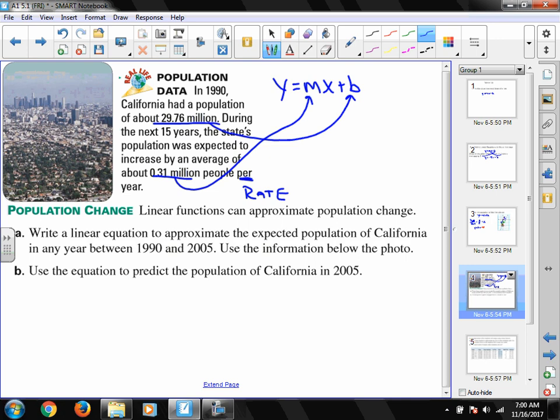So our equation of our line that we're going to write is y is equal to 0.31x plus 29.76.